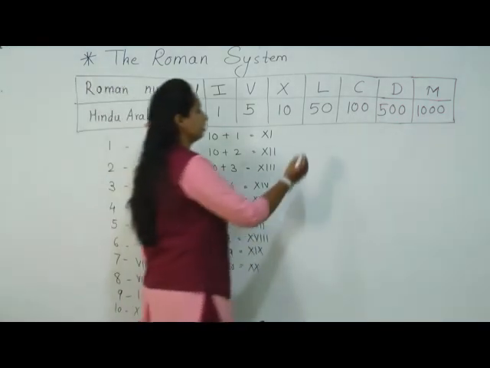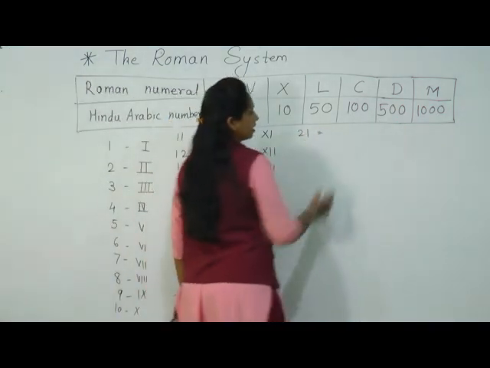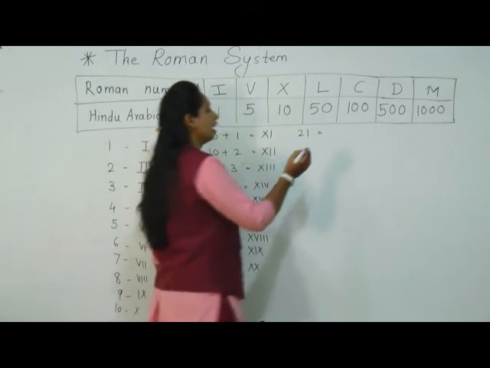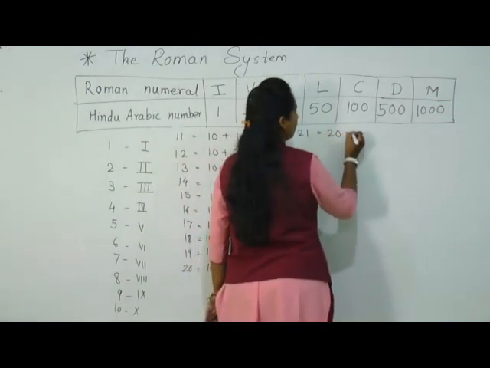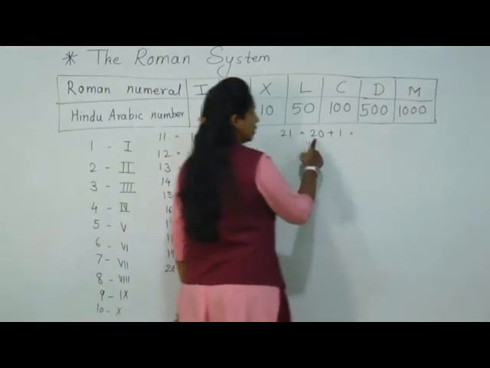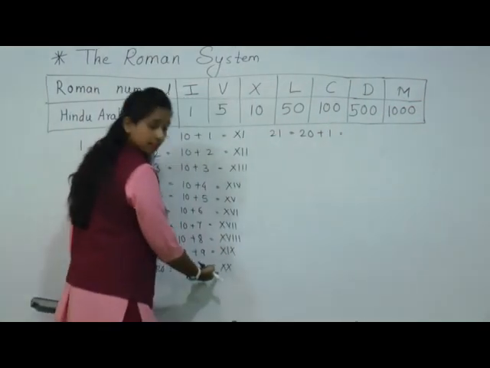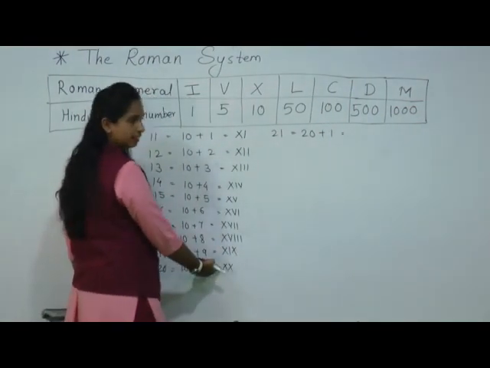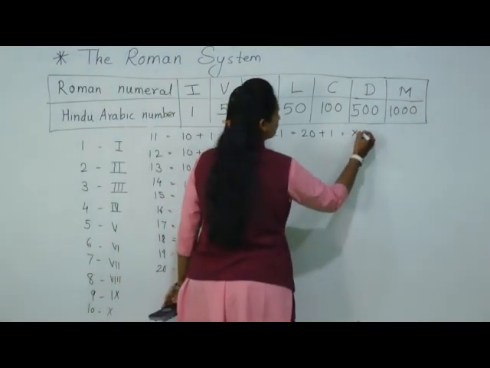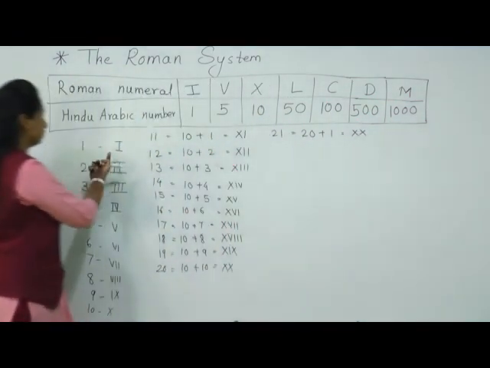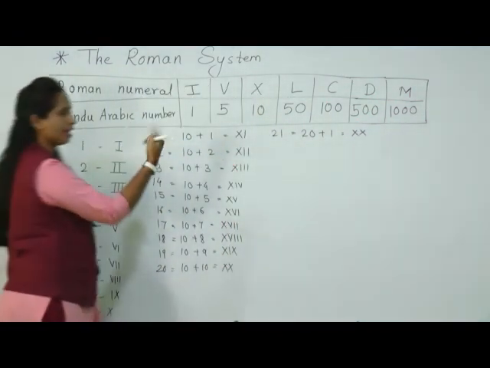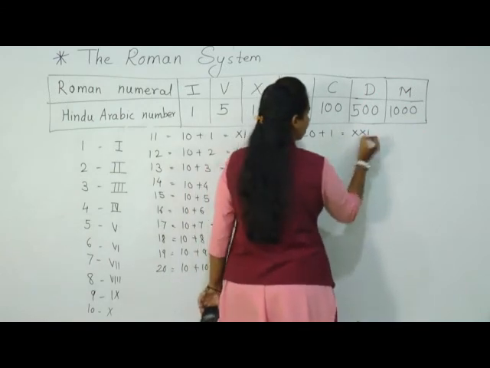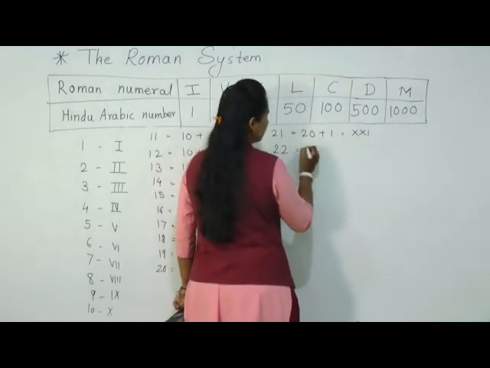Now we'll move to the next, 21. See, very simple. How do we get 21? 20 plus 1 means 21. So 20 is represented as double X. So write double X. Again 1. Go to the first. 1 means I. Okay. Write I.